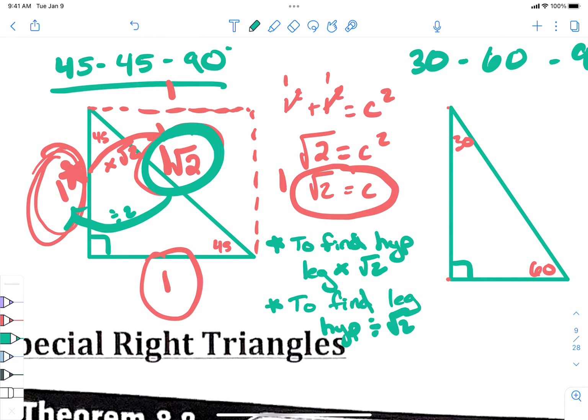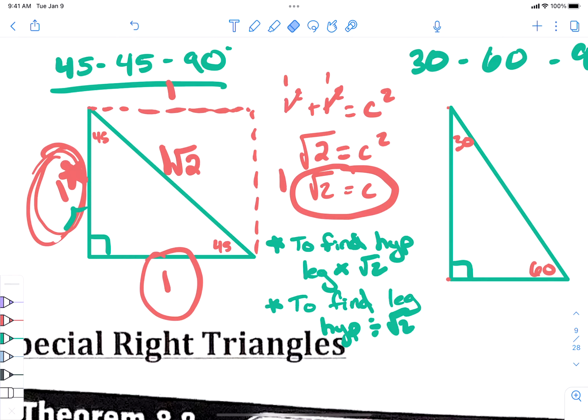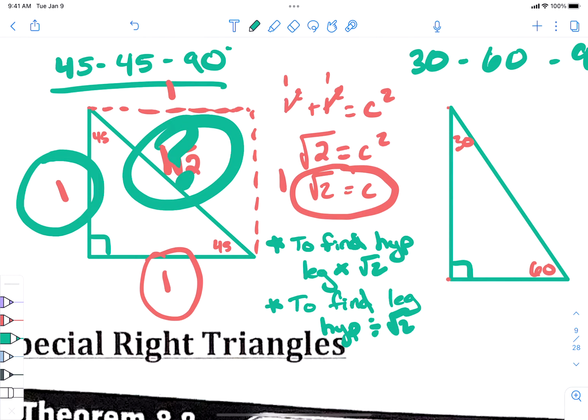Okay. And Chase this morning was like, how do I know which one is which, right? How do I know whether I'm multiplying by the square root of 2 or dividing by the square root of 2? That's a good question. Let's say I have this side right here, and I'm trying to find the hypotenuse. I don't know what that is. Is the hypotenuse bigger or smaller than the leg? Bigger. So which one, multiply or divide, to get it to be bigger? Multiply. I'm going to have to multiply by the square root of 2. So it depends on whether you're going from smaller to bigger or bigger to smaller.